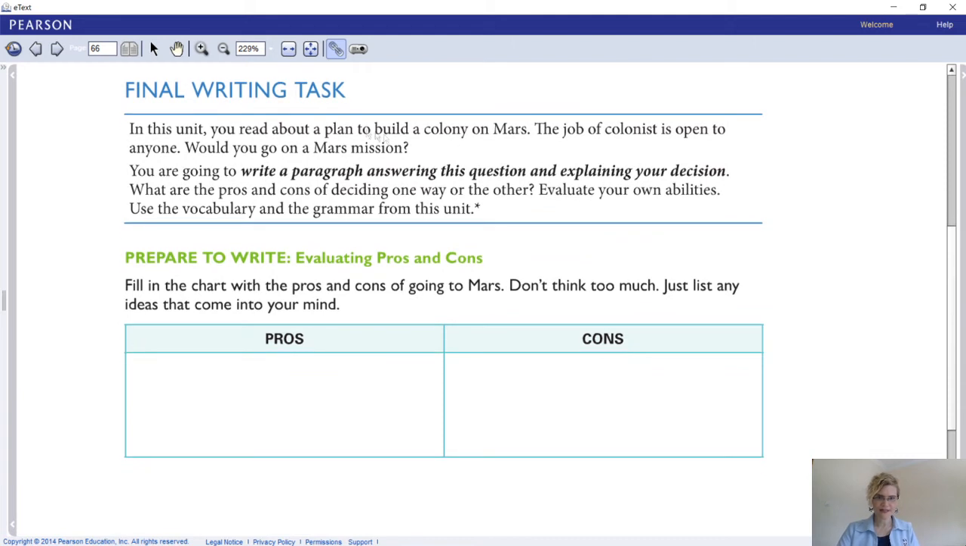Right. And it is about this. Would you go on a Mars mission? Yes or no? So it's an opinion paragraph, yeah? So the first thing is preparing to write.